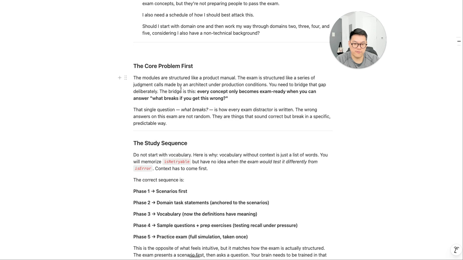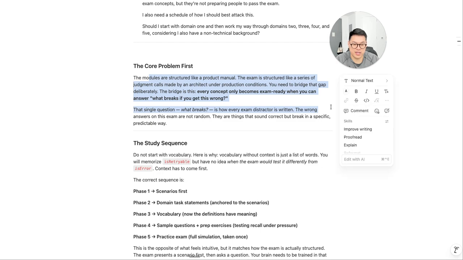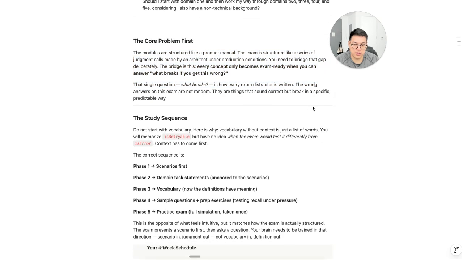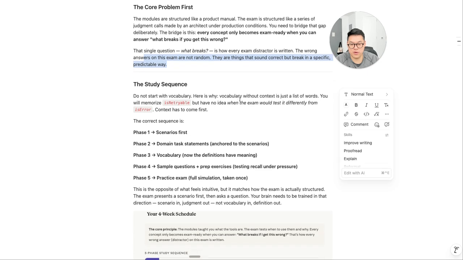Okay, so the core problem first. The modules are structured like a product manual. The exam is structured like a series of judgment calls made by the architect under production conditions. You need to bridge that gap deliberately. The bridge is: every concept only becomes exam ready when you can answer what breaks if I get this wrong. That single question, what breaks, is how every exam distractor is written. The wrong answers on this exam are not random. They are things that sound correct, but break in a specific, predictable way.